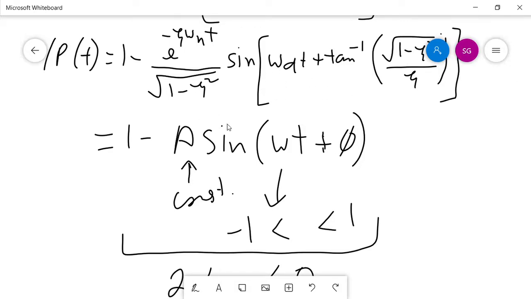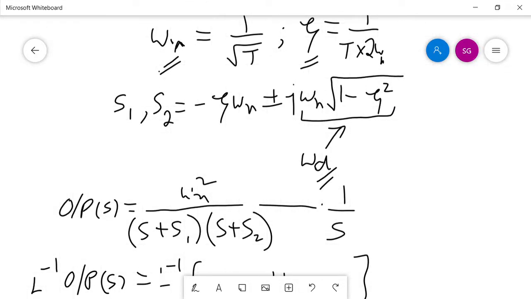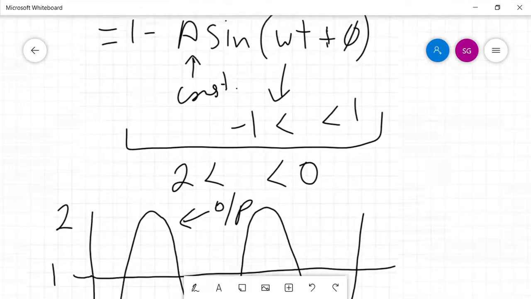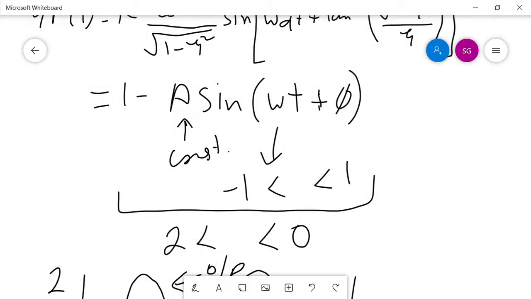Now let us analyze this equation. Mind you, this A is this thing. This A will be constant when zeta is equal to 0. At zeta equal to 0, this denominator will be 1 and this function will be 1. And this omega d will become omega n. We can see this: omega d is equal to omega n into root of 1 minus zeta square. So at zeta equal to 0, omega d will be equal to omega n, that is the natural frequency. Now the damping frequency is attaining the natural frequency of the system, and A is 1.